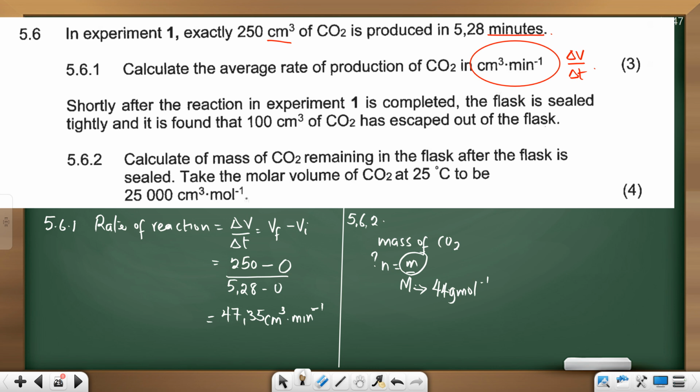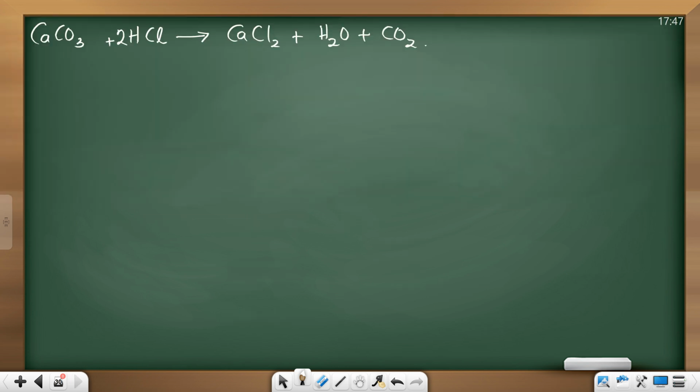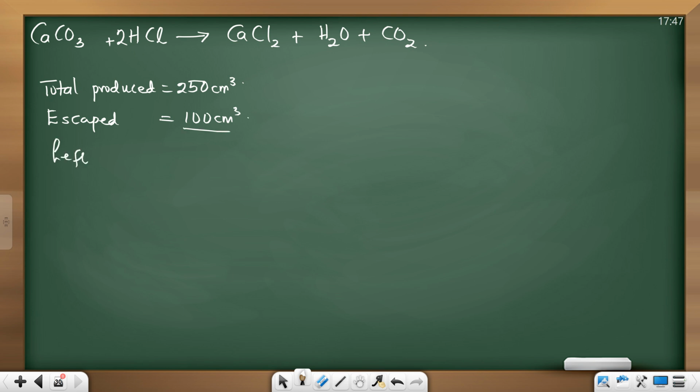This one is actually simpler than I thought. Please, you got to follow the story. Total produced is what? 250 cm cube. Escaped is what? 100. What is left? 150. So this is left. All we need to do is to convert this to what?